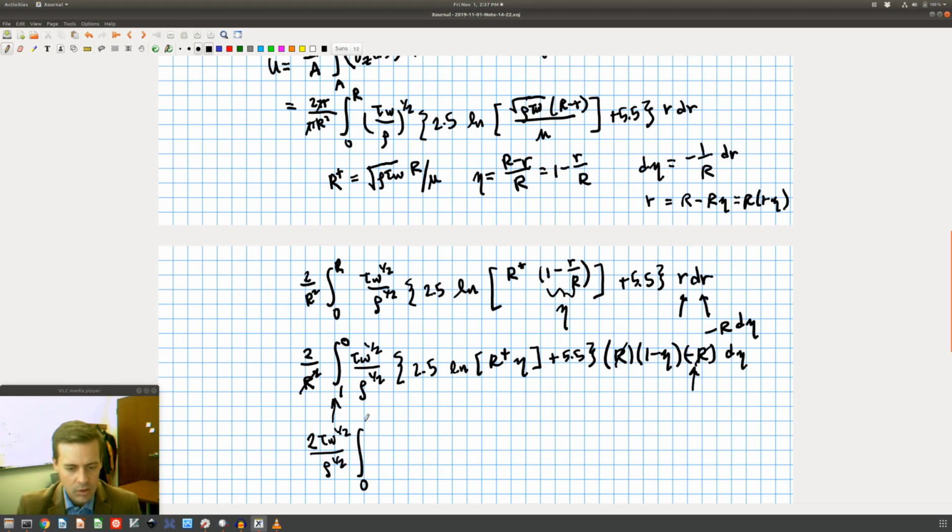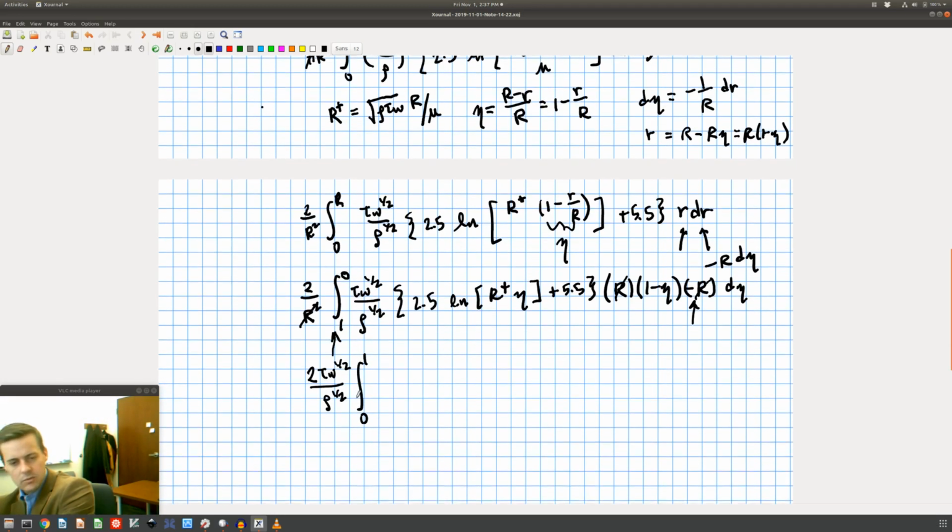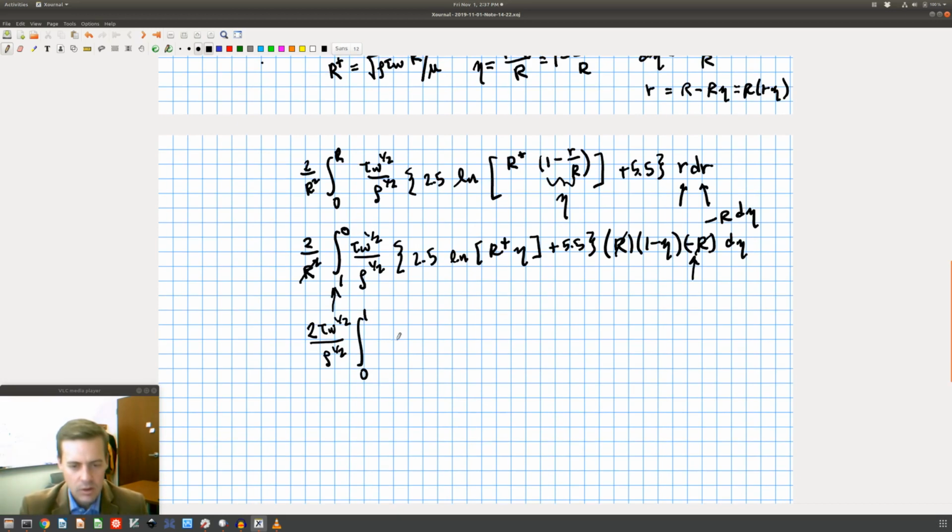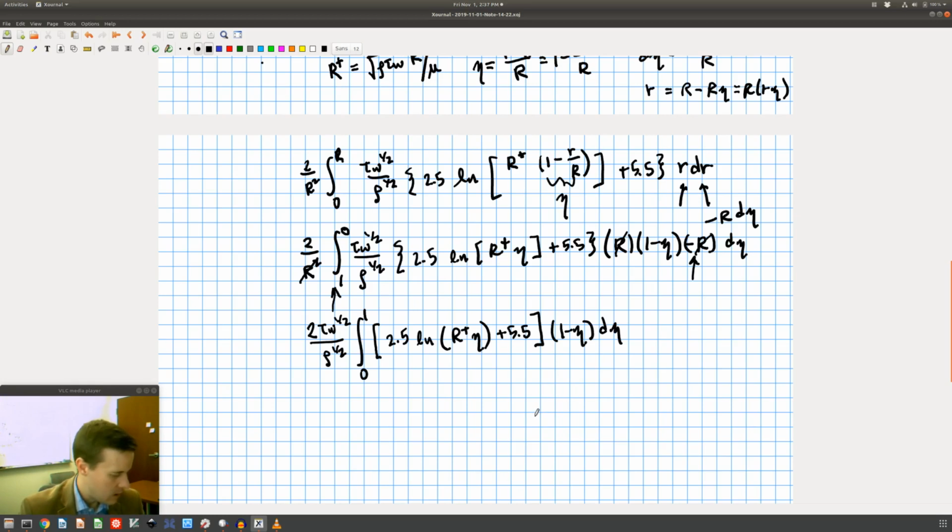Integral from 0 to 1. Give myself a little more space here. And now I'm going to have, let me just put a simple bracket, that's a little easier. 2.5 natural log of r plus eta plus 5.5, close square bracket, 1 minus eta d eta. Okay, so now I need to do these integrals.